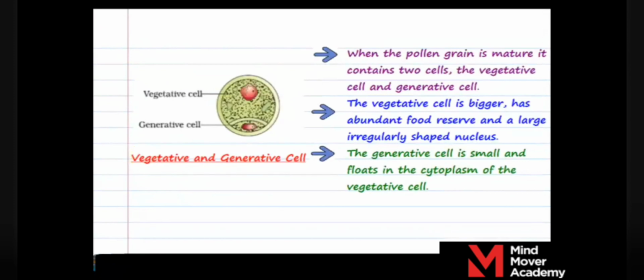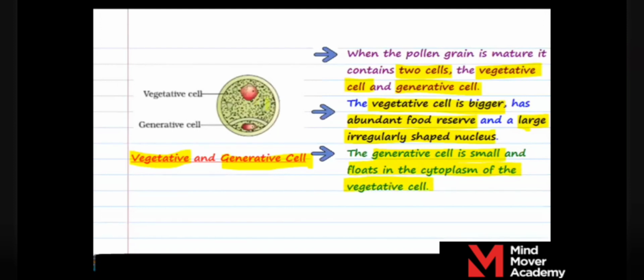We'll now study the concept of the vegetative and the generative cell. When the pollen grain is mature, it contains two cells, the vegetative cell and the generative cell. So these are the two types of cells present in a mature pollen grain. Not a young pollen grain, but a mature pollen grain. The vegetative cell is bigger, has abundant food reserve, and a large irregularly shaped nucleus. So the vegetative cell consists of the food reserve. It is bigger in size and it also has a large irregularly shaped nucleus. The generative cell is small and floats in the cytoplasm of the vegetative cell.